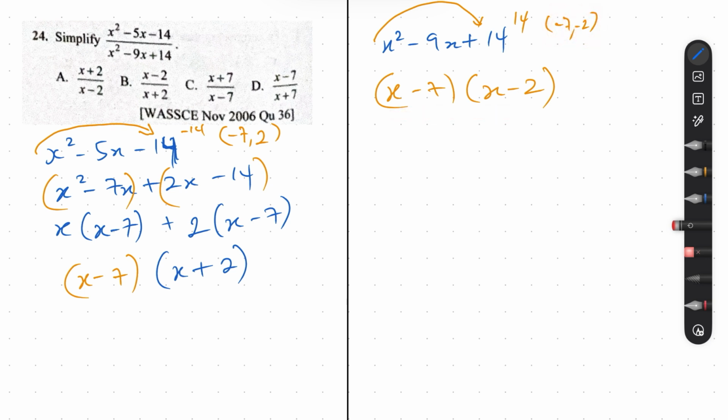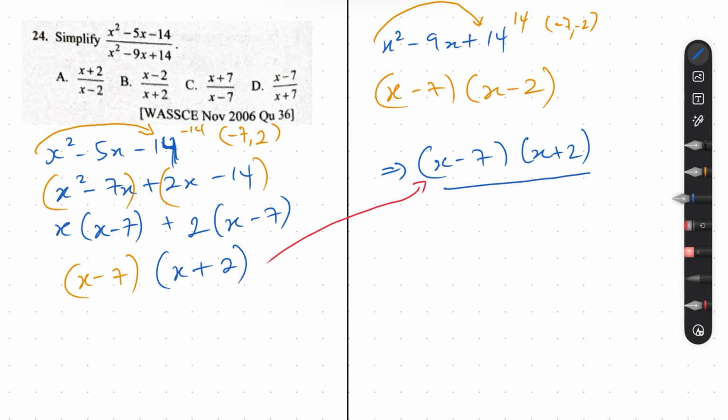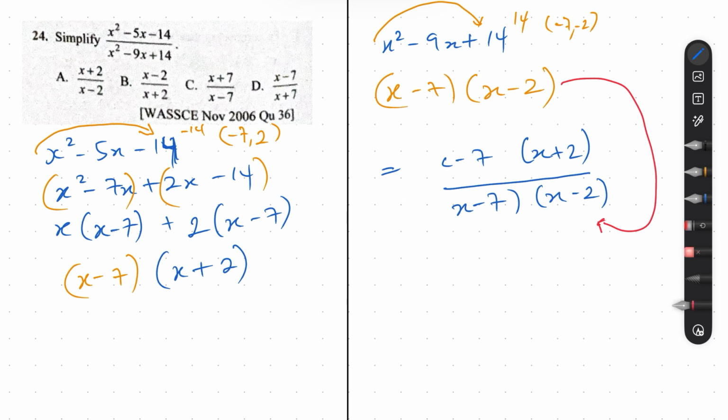So now finally we put them together. The numerator is x minus 7, x plus 2. Where do you get that from? I get that from here. All over the denominator, which is x minus 7, x minus 2. Where do we get that from? We got that from right here. Okay, cool. This is our solution.